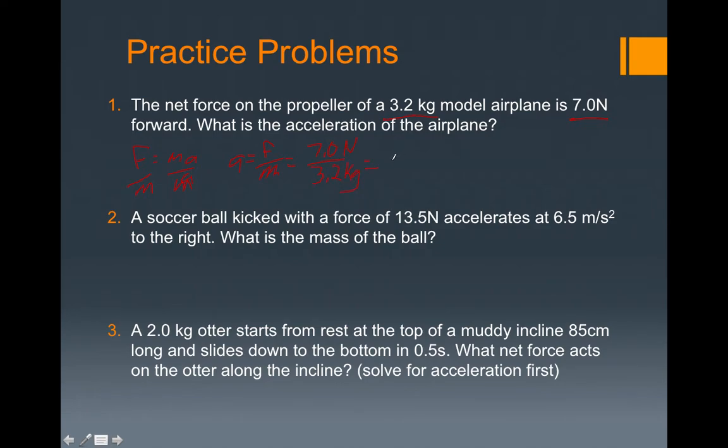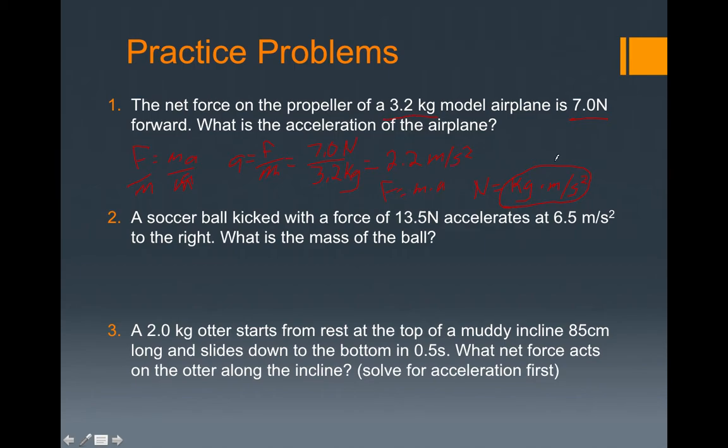7 newtons divided by 3.2 kilograms is 2.2 meters per second squared. It's worth noting, and I should have mentioned this on the last slide, that because F equals m times a, and the unit for force is newtons, newtons is equivalent to kilograms times meters per second squared. So we always have to be in kilograms for mass, and acceleration is going to be in meters per second squared. This collective unit is the same as a newton. So instead of writing newtons, you could write this behind your force.